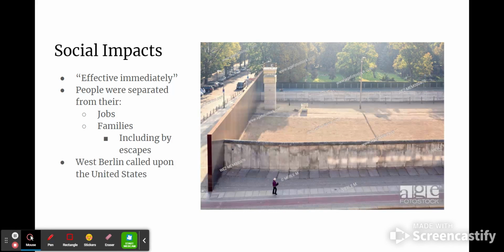Going into the social impacts, the wall was essentially effective immediately. So people from East Berlin or West Berlin were separated from their jobs and families. They were further separated by escapes, just because a lot of times people escaping did not make it. So I guess permanently separated. West Berlin called upon the United States and kind of called them out, actually, just because of the fact that the United States kind of wasn't interfering with any of the things going on with the East, and the West felt as though they should.